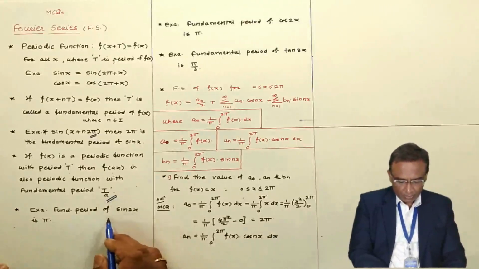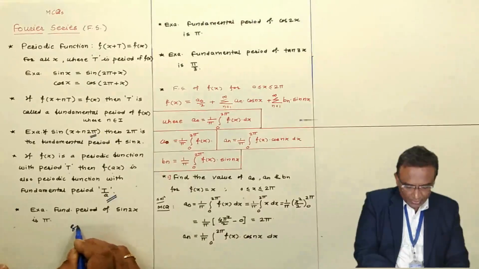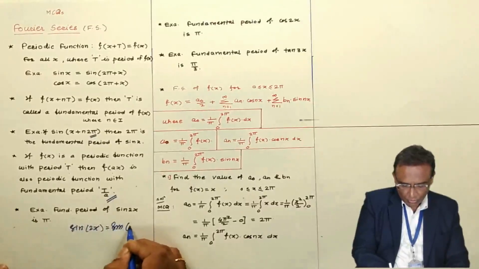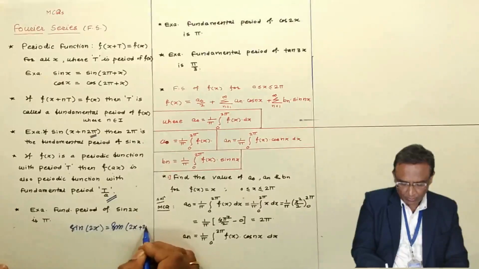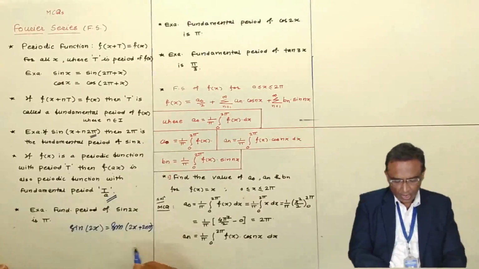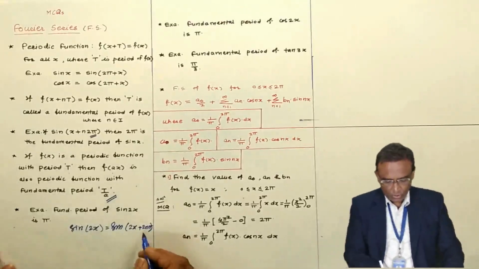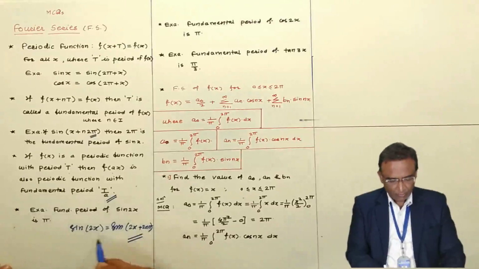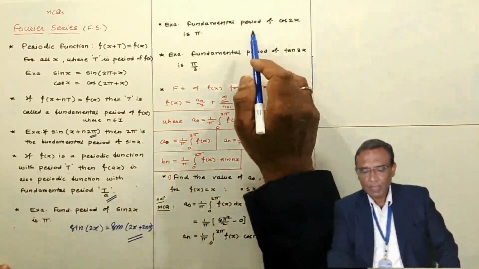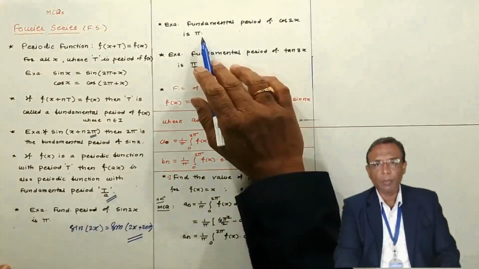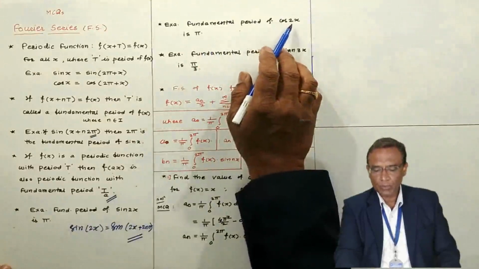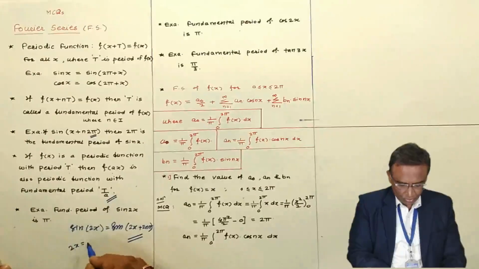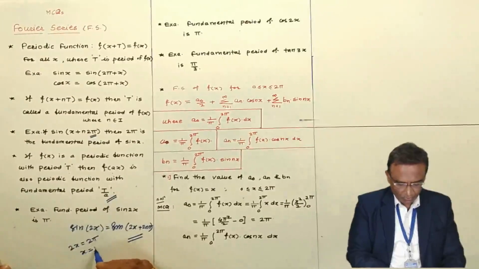See, sin of 2x is equal to sin of 2x plus 2n pi, and therefore pi is the fundamental period of this. Here the fundamental period of cos x is also 2 pi. The fundamental period of cos 2x is what? Pi. Since 2x is equal to 2 pi, therefore x equals pi.